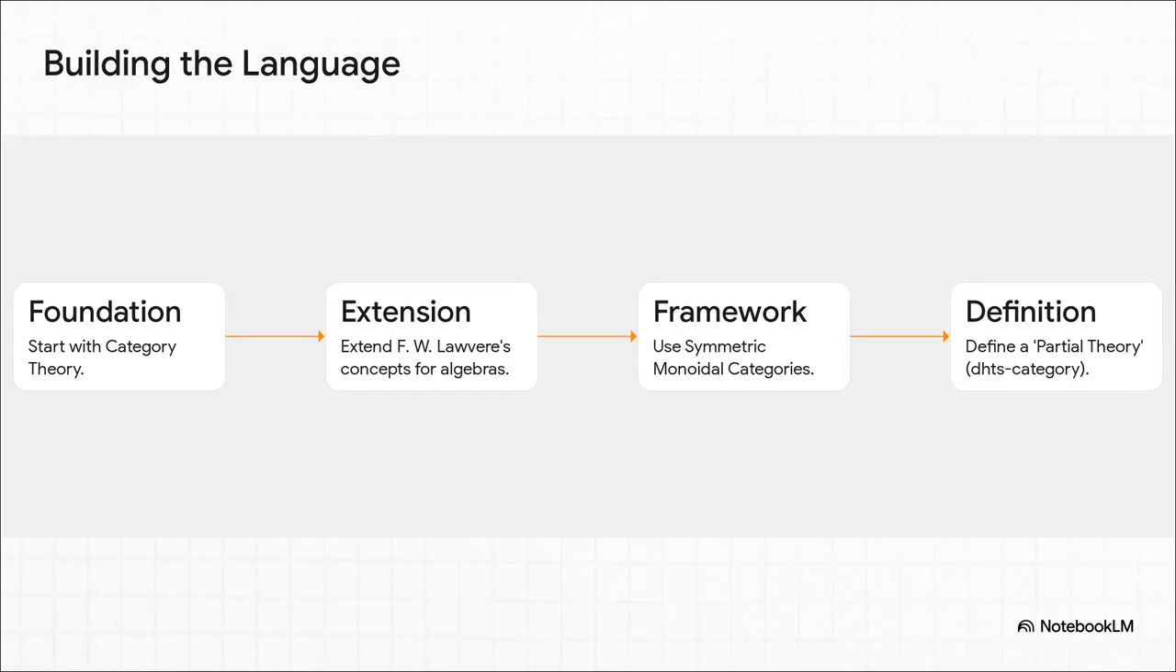Now look, you don't need to be a math genius to follow the basic recipe here. First, he laid a foundation using category theory. Then, he really cleverly built on the concepts of another big name, F. W. Lawvere. He used some other advanced frameworks to tie it all together, and bam, he defined what he called a partial theory. You can just think of all this as the technical engine under the hood, the gears that make this whole element-free idea actually run.